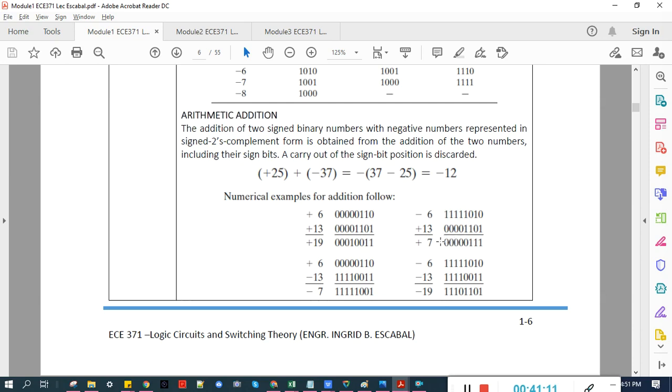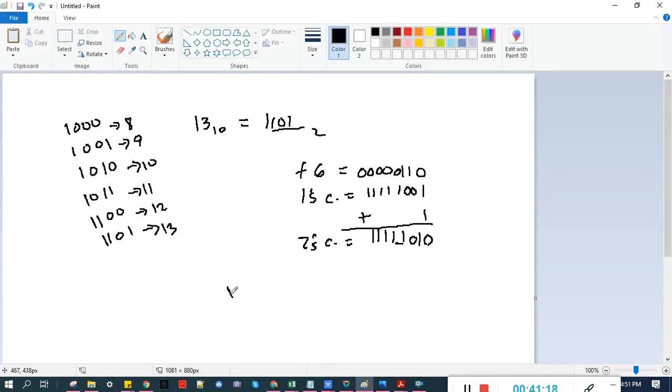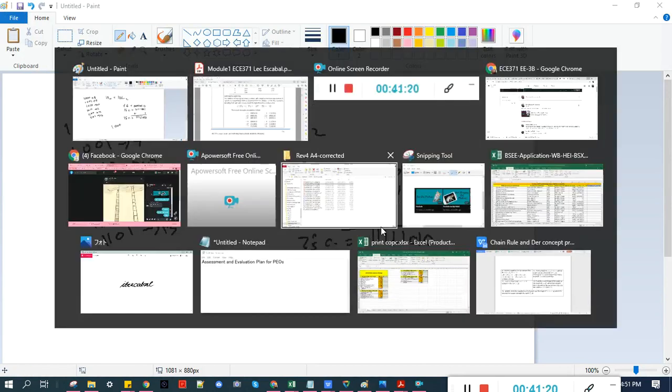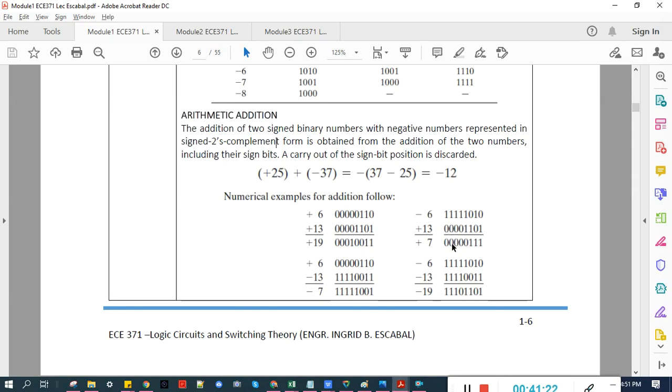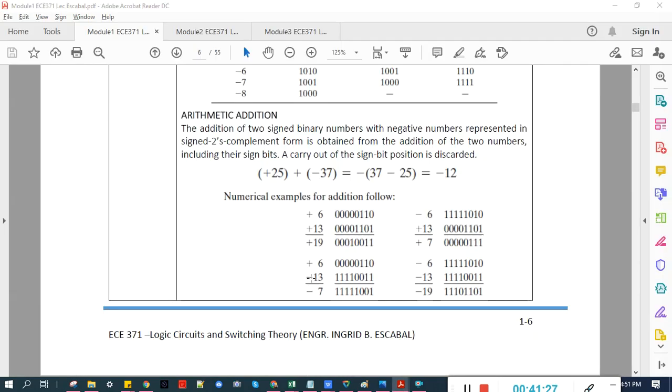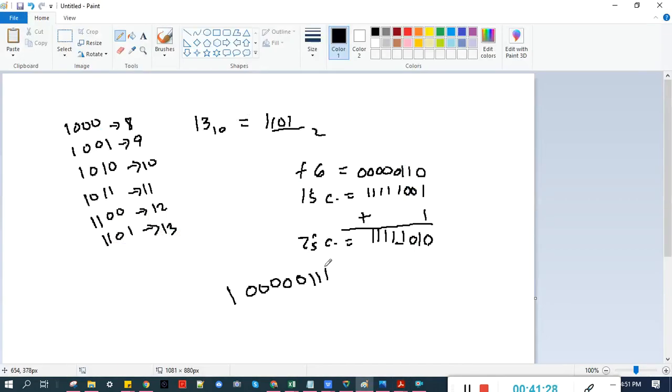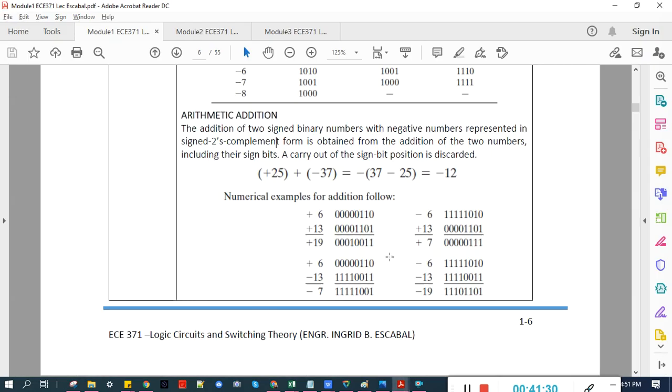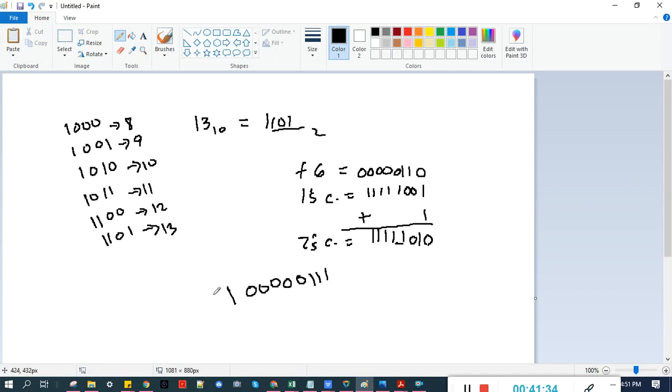And then actually we have a carry here of 1. That's 1. 1 2 3 4 5, 1 2 3 4 5, then 1 1 1. We just discard this one and take the rest.